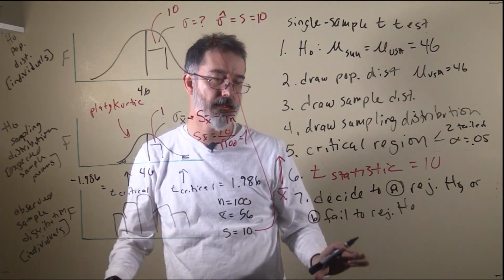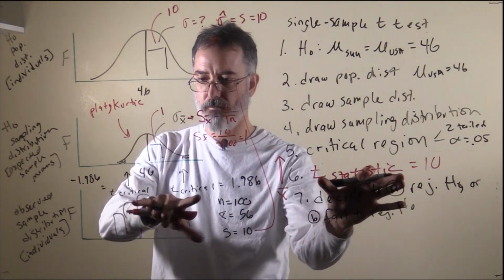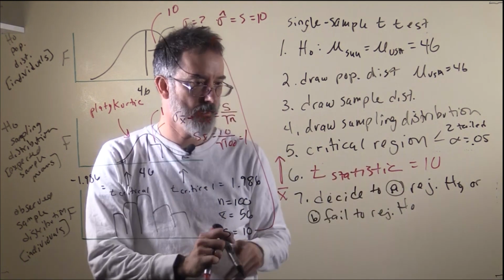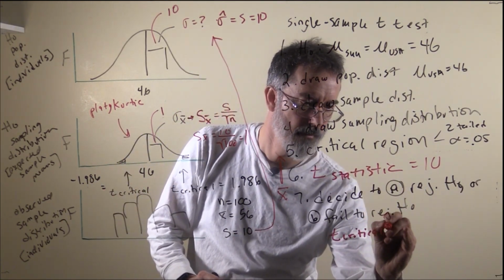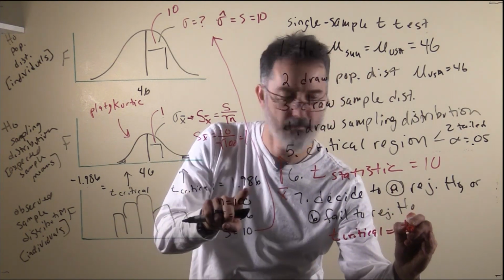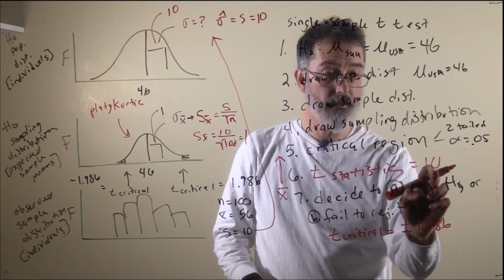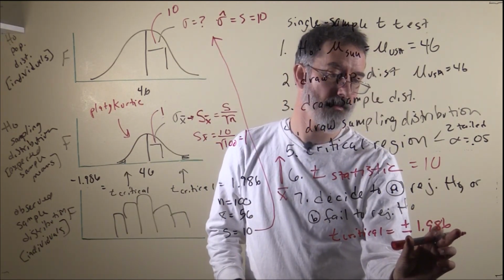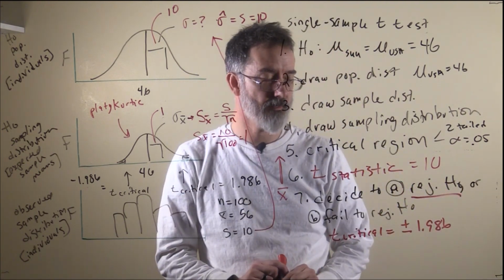And just like we did with the z-test, for a t-test, we're going to compare our t-statistic with our t-critical values, right? Our t-critical was plus or minus 1.986. A 10 is much more extreme than 1.986. Therefore, we're going to decide in this case to reject the null hypothesis.